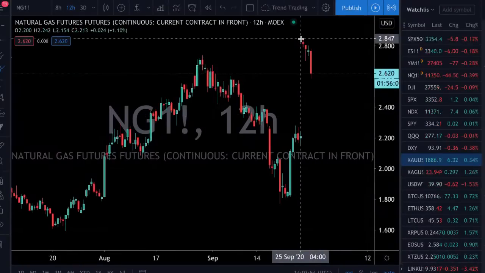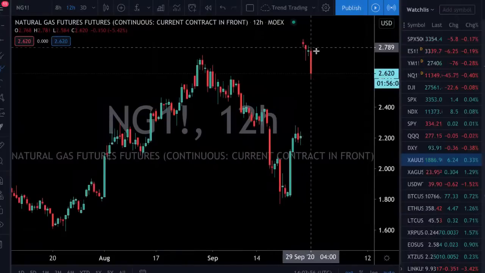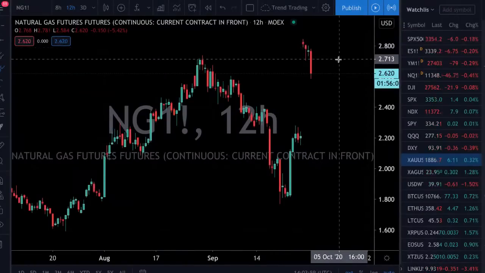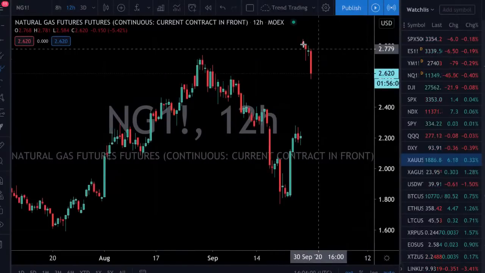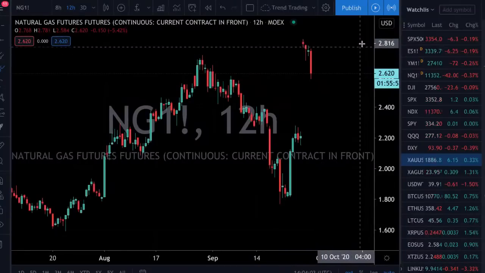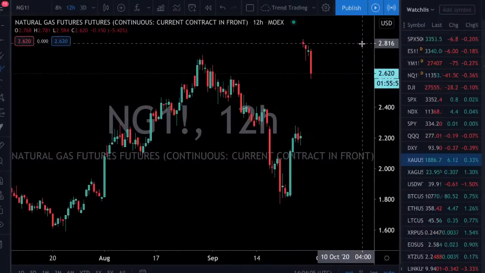Wait for some consolidation, and after it becomes clearer what pattern is developing, then you're looking for a resumption out of that consolidation if you're interested in buying natural gas. But right now, do not ever chase a move like this. Wait for price to consolidate. Wait until it becomes clear, and then look for a resumption out of it.